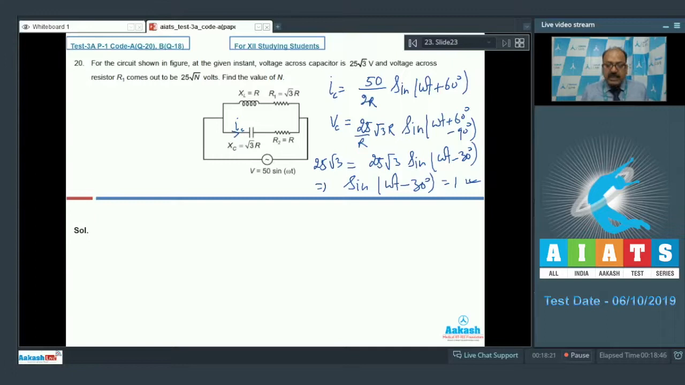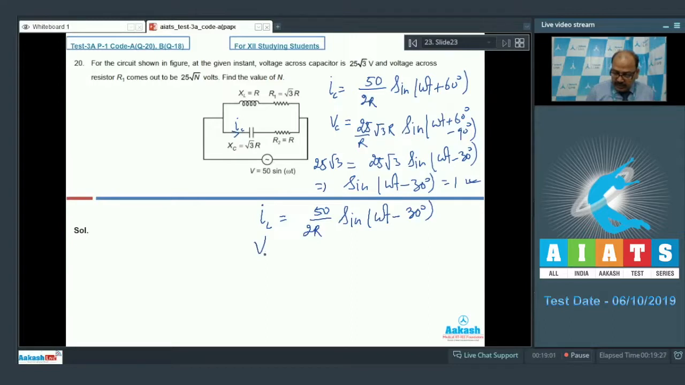Let's now derive similarly the expression for VR1, right? Because we are concerned with the voltage across R1. So first we write the current in that branch. Let's call it IL. The current will be same in the inductor and this resistance R1. And this is equal to again 50 by 2R, because the impedance of that branch is also 2R, sine omega t. Now the current here will lag the applied voltage by how much? It will lag the applied voltage by tan inverse 1 by root 3. That means 30 degree.